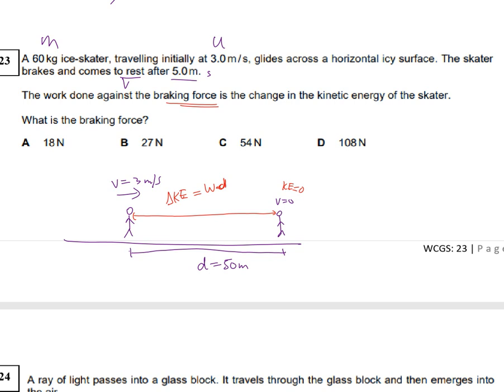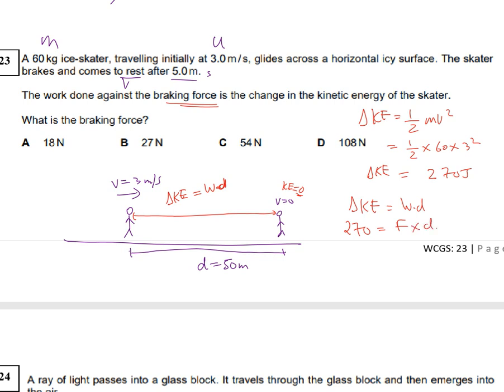So kinetic energy is half mv squared, half times 60 times 3 squared, and this will give me 270 joules. So at the start this is the energy, and after it is 0, so therefore the change in kinetic energy will be the same. And this change in kinetic energy is equal to the work done. So change in kinetic energy is 270, equal to work done, which is force times distance.